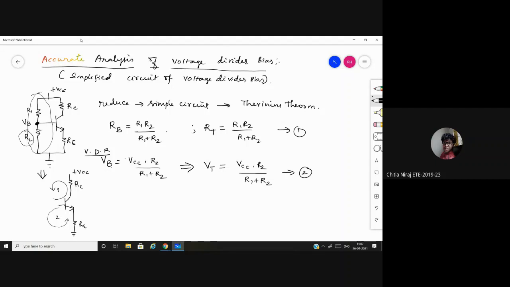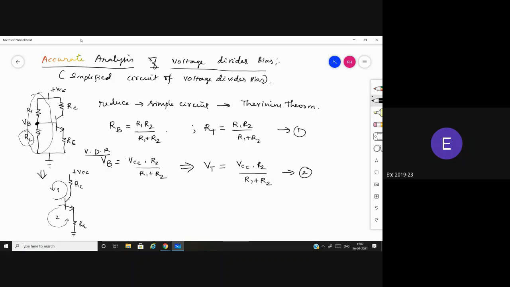Loop 2, sir. Loop 2. Why? Because the VB is across loop 2. Yes, sir. Okay. Anyone feels that we need to write across loop 1? So his answer is correct.